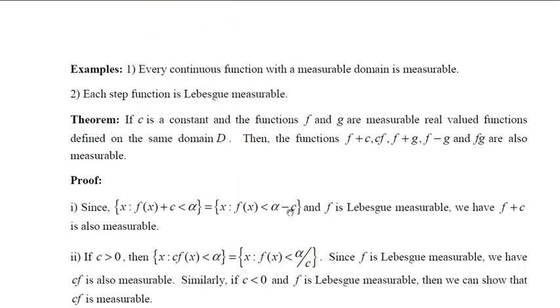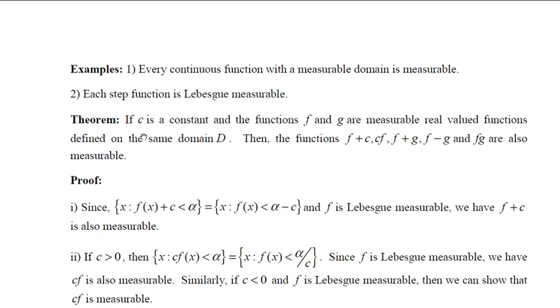So when will you say a function is Lebesgue measurable? If the domain of definition is measurable and one of the four conditions holds. These are examples. The set of all continuous functions with a measurable domain is measurable, and each step function is Lebesgue measurable. You can work it out and take it as an assignment.